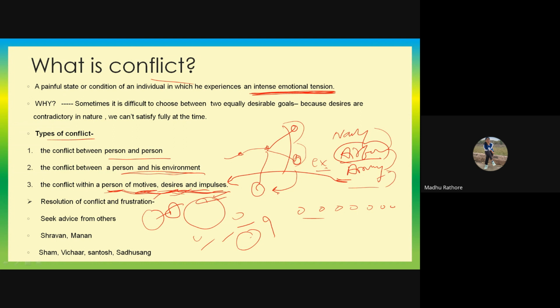Next is person and person. If two persons are not balancing their thinking and understanding on a point, then they get into conflict: no, whatever I am saying, I am right. And the other person is saying the same, so both of them are in conflict.